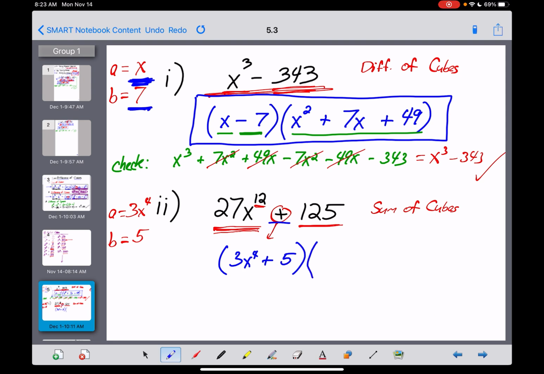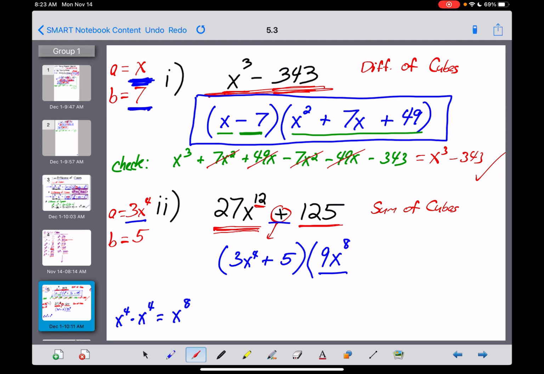Now we start a trinomial, and here we go. We take a, first of all, and we square it. That's the first term of this trinomial. So 3x to the 4th times itself. 3 times 3 is going to give us a 9. And x to the 4th, let me write this down, times itself. x to the 4th times x to the 4th. That's when you add exponents together, guys, when you're multiplying, and we get x to the 8th. So 9x to the 8th is our a squared term.